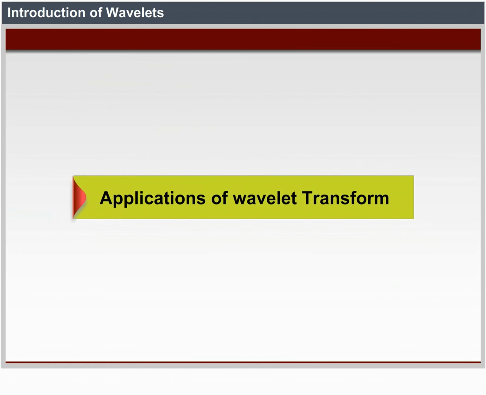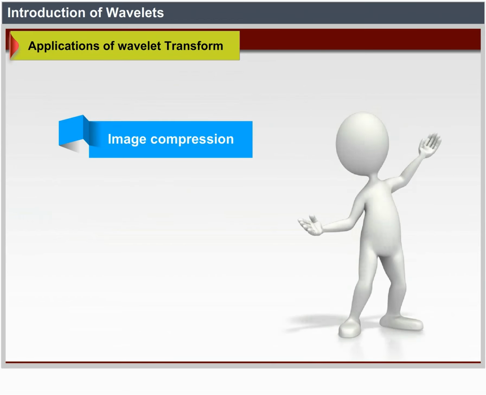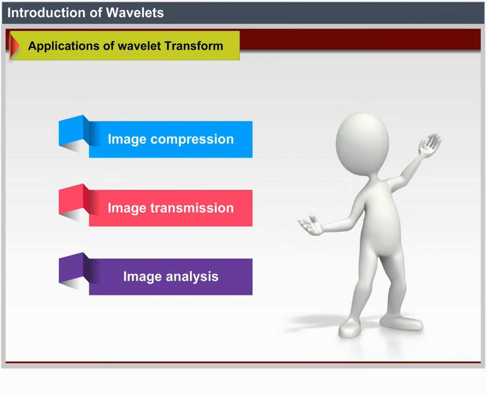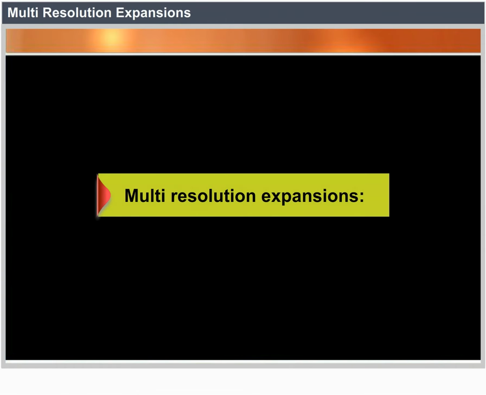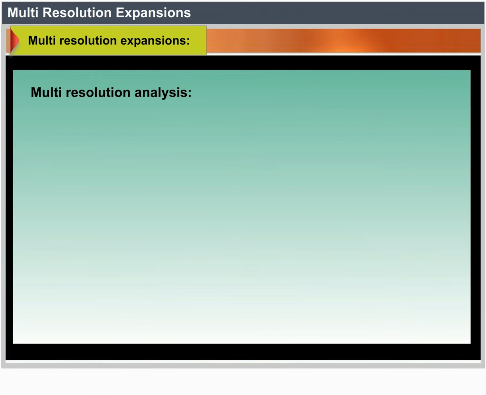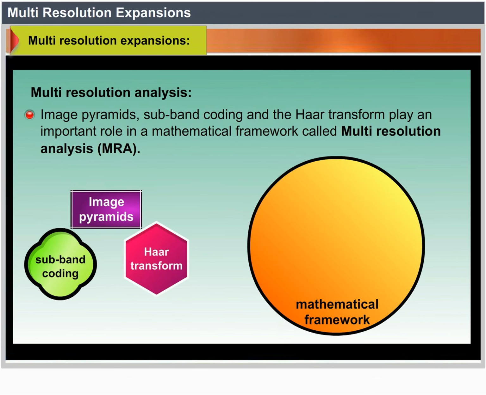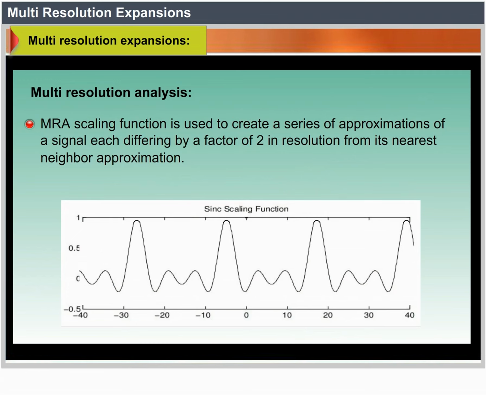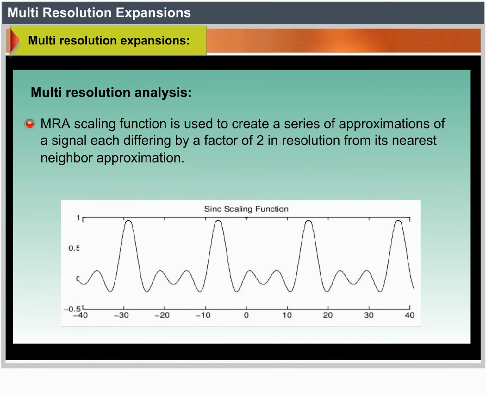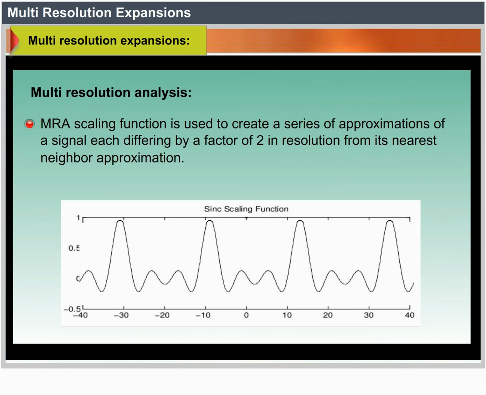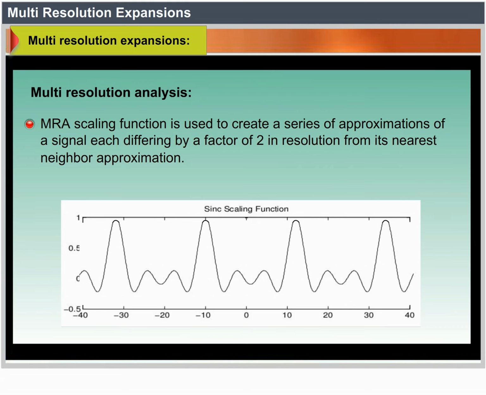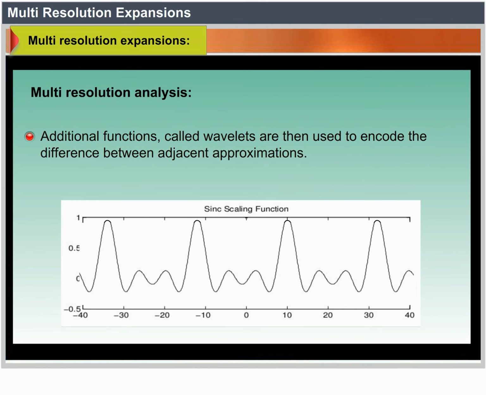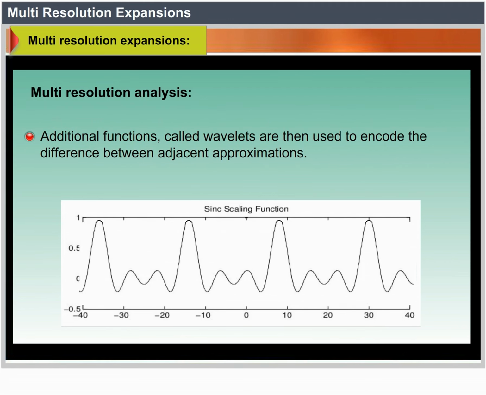Applications of wavelet transform: image compression, image transmission, image analysis. Multi-resolution expansions and multi-resolution analysis. Image pyramids, sub-band coding, and the Haar transform play an important role in a mathematical framework called multi-resolution analysis, MRA. The MRA scaling function is used to create a series of approximations of a signal, each differing by a factor of 2 in resolution from its nearest neighbor approximation. Additional functions called wavelets are then used to encode the difference between adjacent approximations.